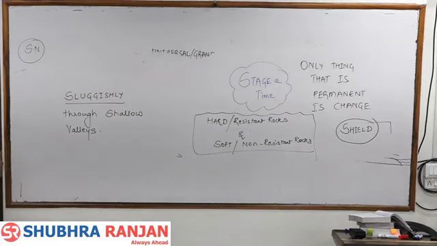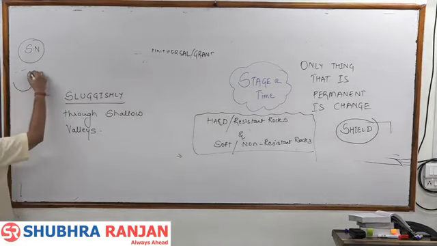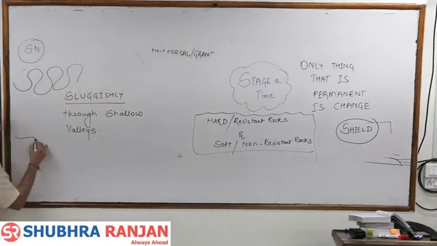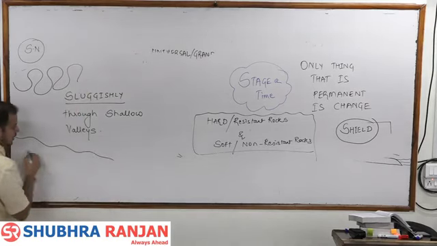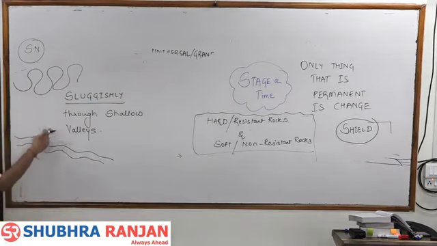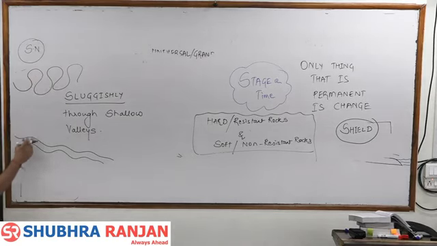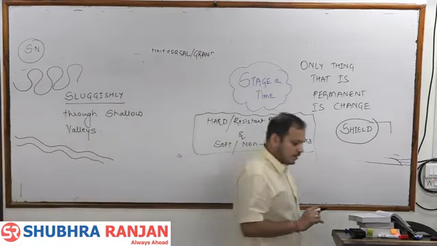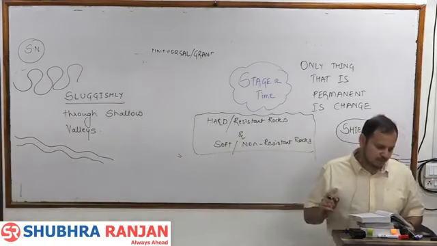Oxbow lakes are dominating in North India, not in Peninsula. Why? Because North India has soil and therefore the river can easily erode and change its course. But in Peninsular India, you will find most of the rivers flowing in a more or less meandering manner. Why? Because water does not have the power to erode the rocks. Here water can erode sedimentary rocks; here the rock is metamorphic. Getting it?